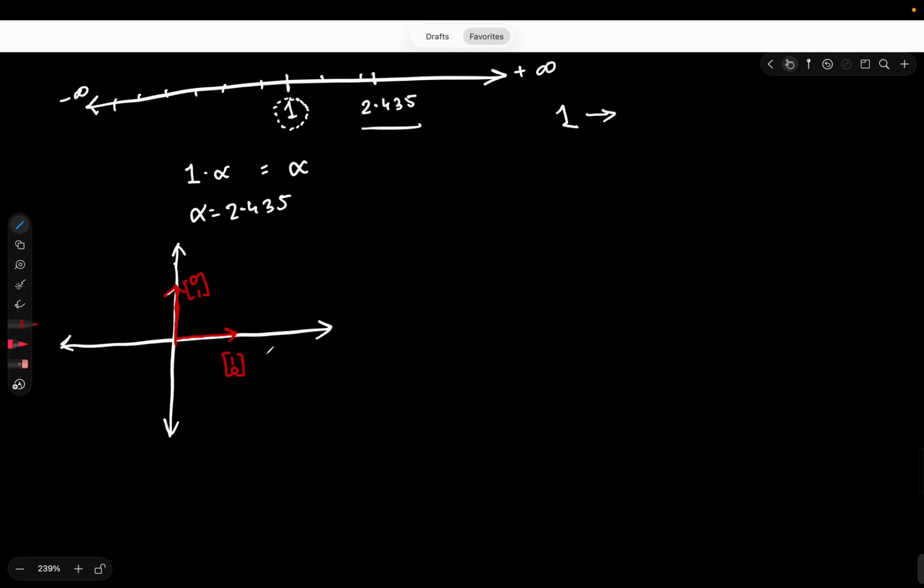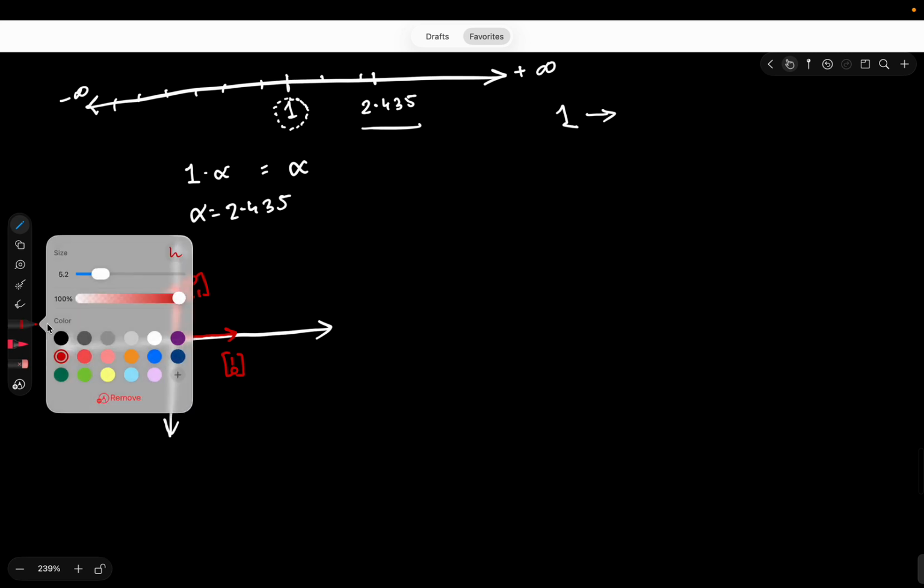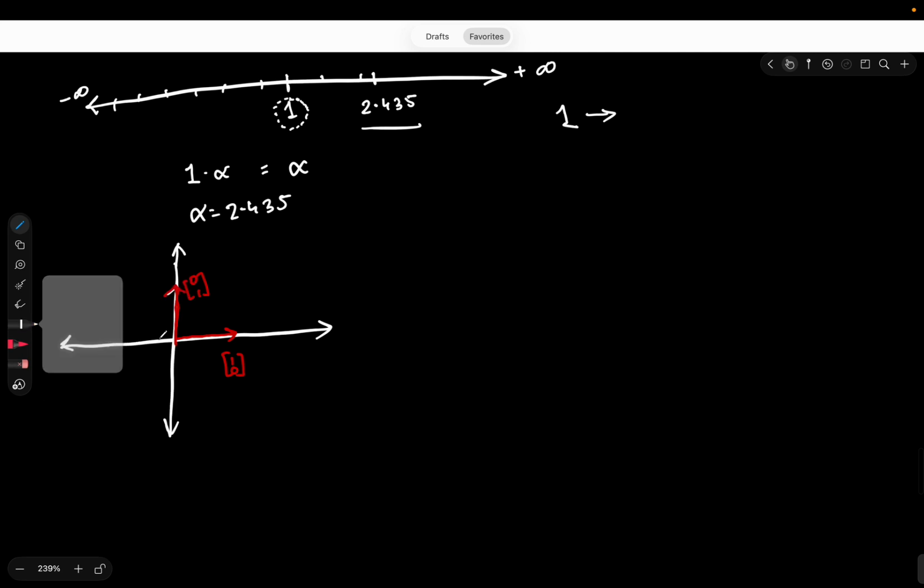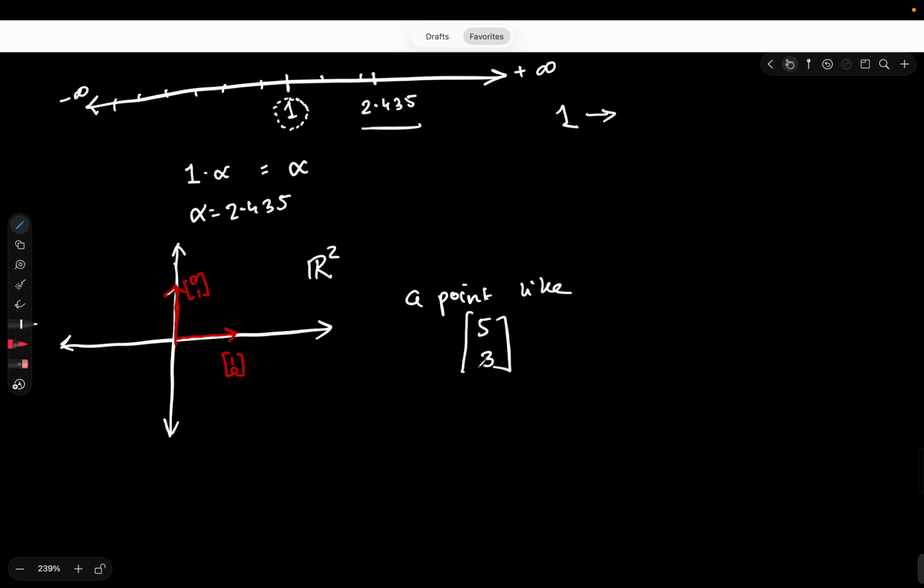Now imagine that we want any point on this coordinate space, actually on R2. Suppose we want a point like (5, 3). 5 and 3 means somewhere around, this is 5 and this is somewhere around 3. So basically we want this vector.